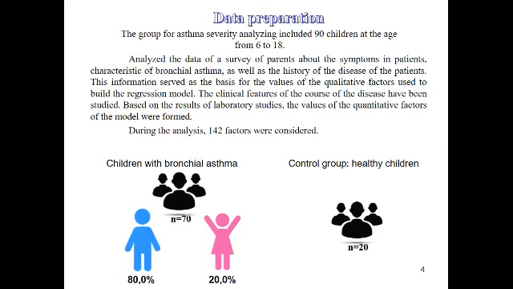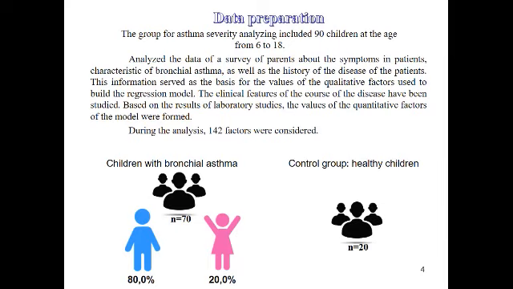The asthma severity analysis group includes 90 children aged 6 to 18 years. The structure of the group was as follows. The main subgroup included 70 children with bronchial asthma, and the control group 20 healthy children. We analyzed the data of a survey of parents about the symptoms in patients characteristic of bronchial asthma, as well as the history of the disease of the patient. The information served as the basis of the values of the qualitative factors used to build the regression model.